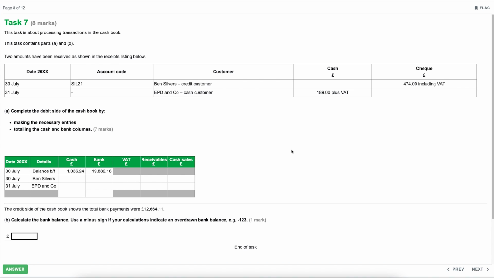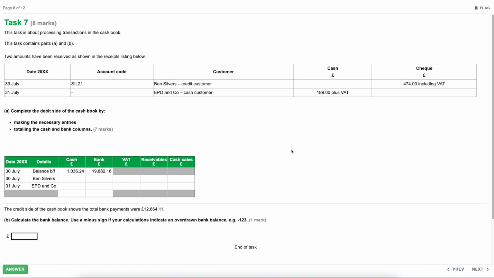2 amounts have been received as shown in the receipts listing below. And we can see that we've got one from a credit customer, Ben Silvers, for £474, including VAT, and that was paid by cheque. And then we've got another one, but this one's a cash customer for EPD and Co. for £189 plus VAT. Part A then says complete the debit side of the cash book by first making the necessary entries, and then totaling the cash and bank columns. And this is for 7 marks, so it'll be 1 mark for each box.